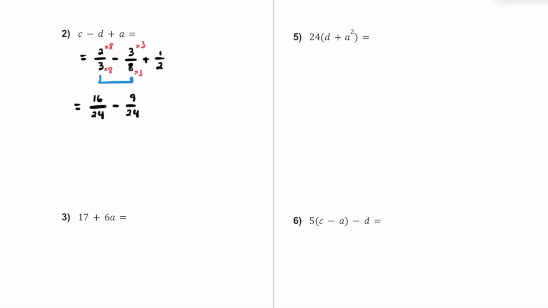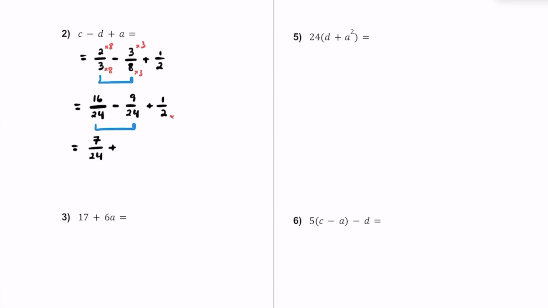And let's see here. We also have this plus 1/2 at the end. We're going to leave it alone for now. If you want to turn it into 24ths, though, you totally can. And so if we subtract these two right here, you're going to see 16 minus 9 is going to be 7. So we really have 7 over 24 and then plus 1/2.